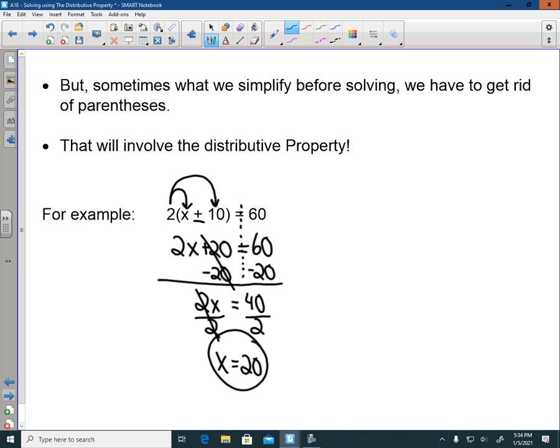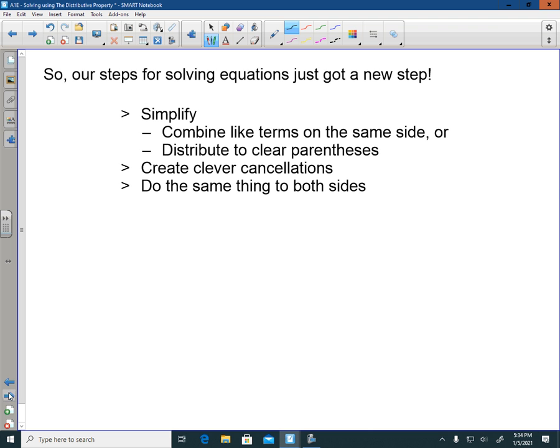So sometimes simplification is going to involve the distributive property. But then everything else after that is the same. Create clever cancellations, do the same thing to both sides. So our steps for solving equations pretty much just got a new step. We added into that simplify part.